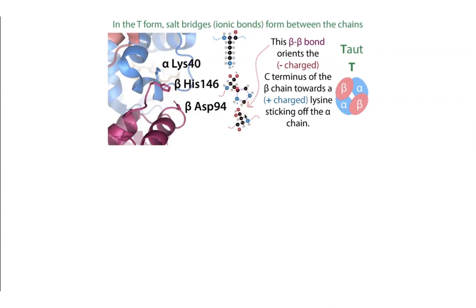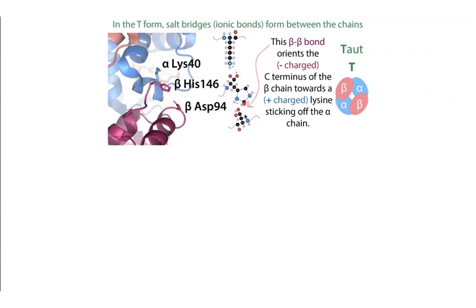And what this is going to do is orient the C terminus of that beta chain towards a lysine on the other chain, so on the alpha chain. So you have this lysine sticking out, and then you have the C terminus that's directly oriented to form a nice salt bridge with it. So you get a salt bridge here that helps orient you to form a salt bridge here.